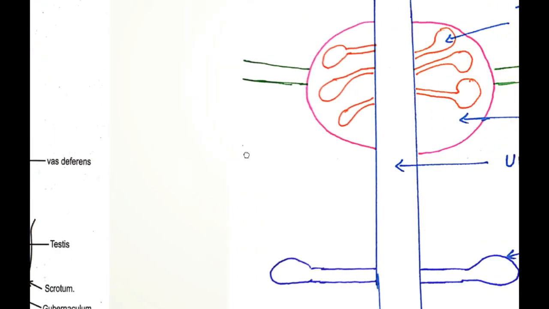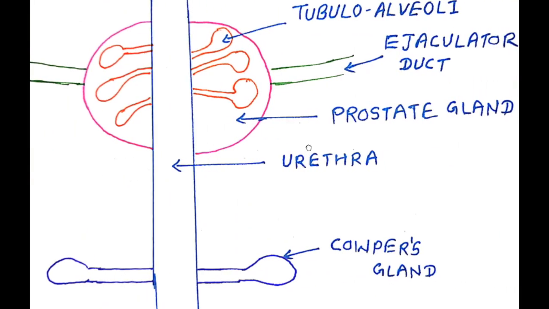In this figure, you can see this is the prostate gland. This is one ejaculatory duct shown in green. This is the second ejaculatory duct shown in green color. And you can see that this prostate gland shows bulbous-like structures and tubular structures. So these are the lobes of the prostate gland. The prostate gland is divided into 30 to 40 lobules, and these lobules are called tubulo-alveoli.